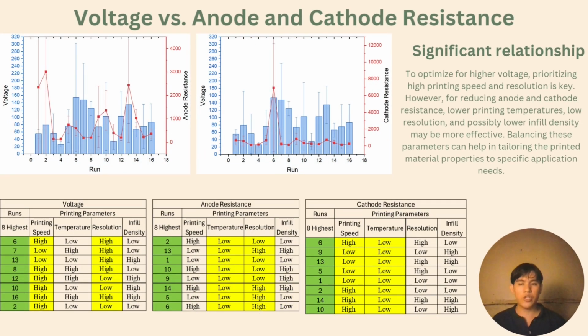Since run 6 has the highest voltage, we compare its performance on anode and cathodes. For the anode, variability is high in runs 1, 2, and 13, showing significant fluctuations. Run 2 exhibits the highest anode resistance with high printing speed, low temperature, low resolution, and low infill density. Anode resistance tends to be high with varying parameters but consistently low temperature and resolution.